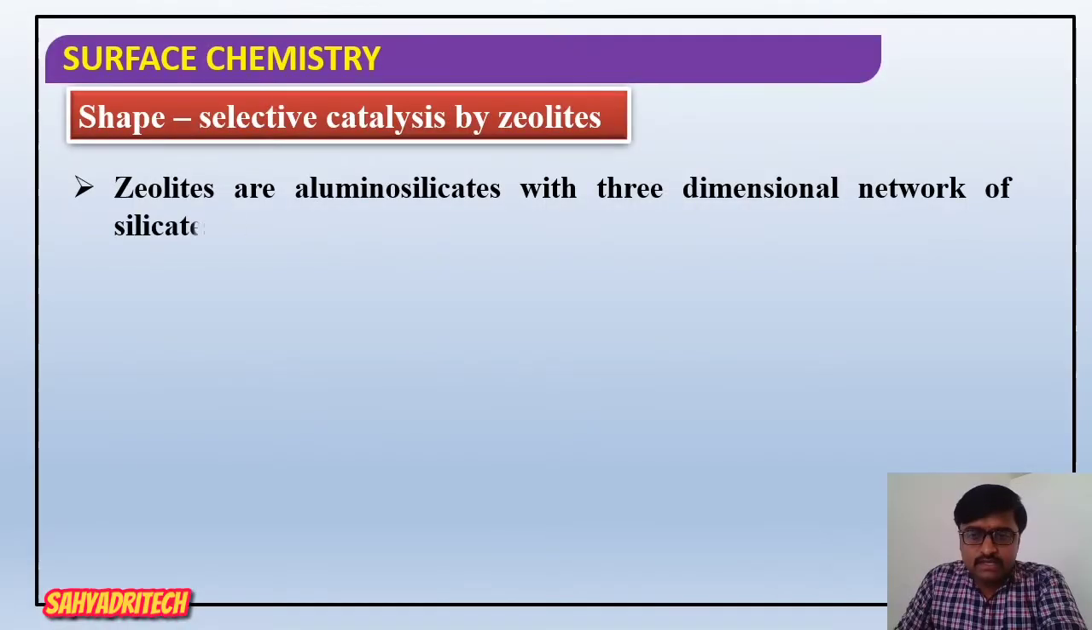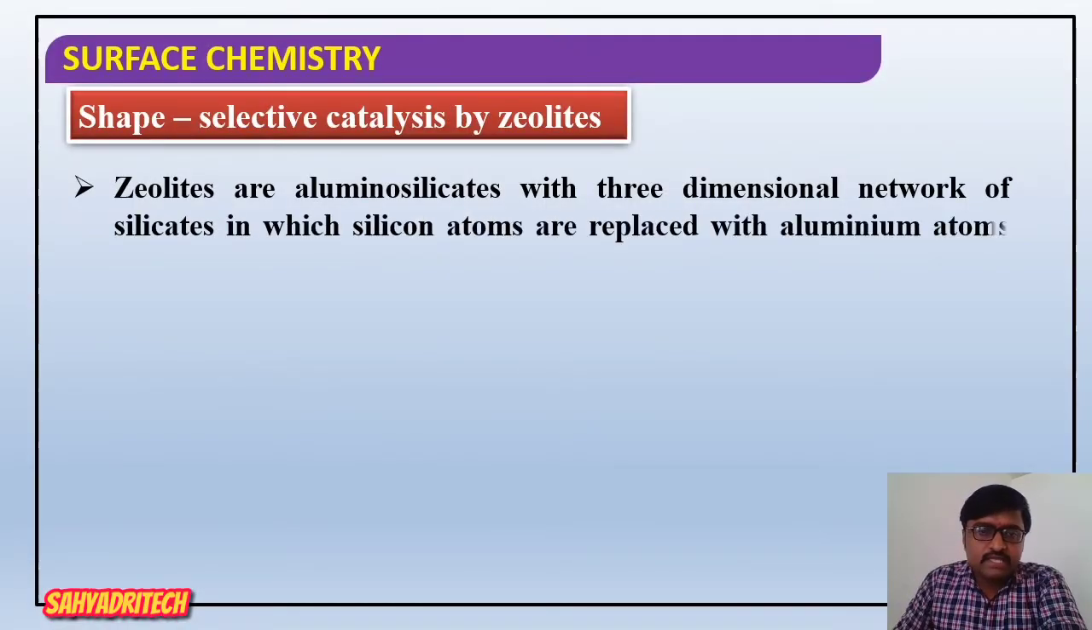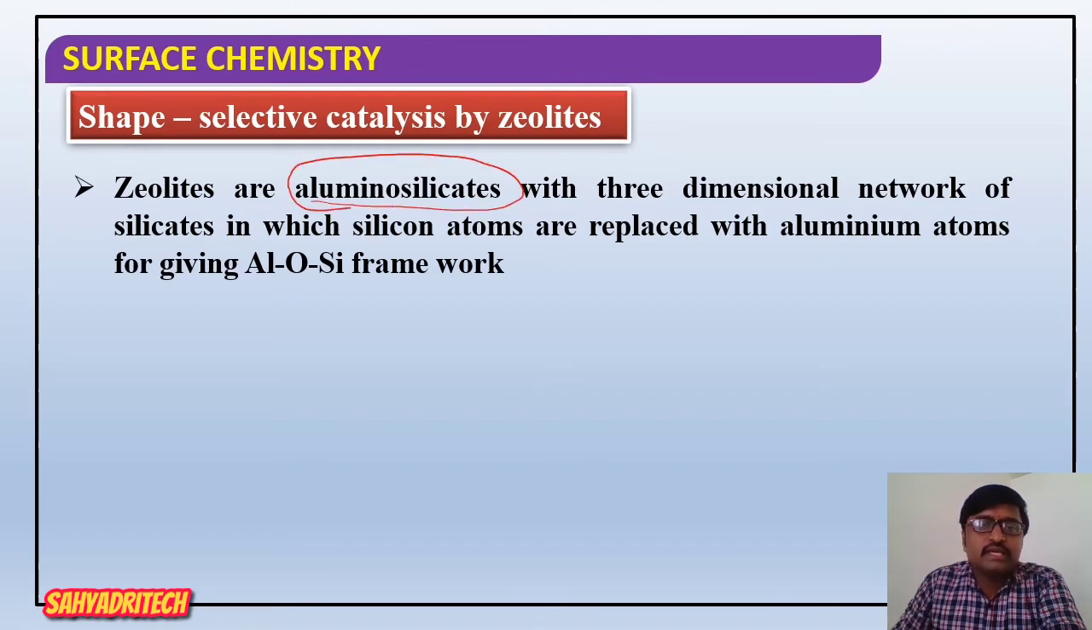Now to the concept called zeolites. What are zeolites, basically? Zeolites are aluminosilicates with a three-dimensional network of silicates, in which silicon atoms are replaced by aluminum atoms, which gives an aluminum oxygen silicon framework. Try to understand this. So zeolites are aluminosilicates.